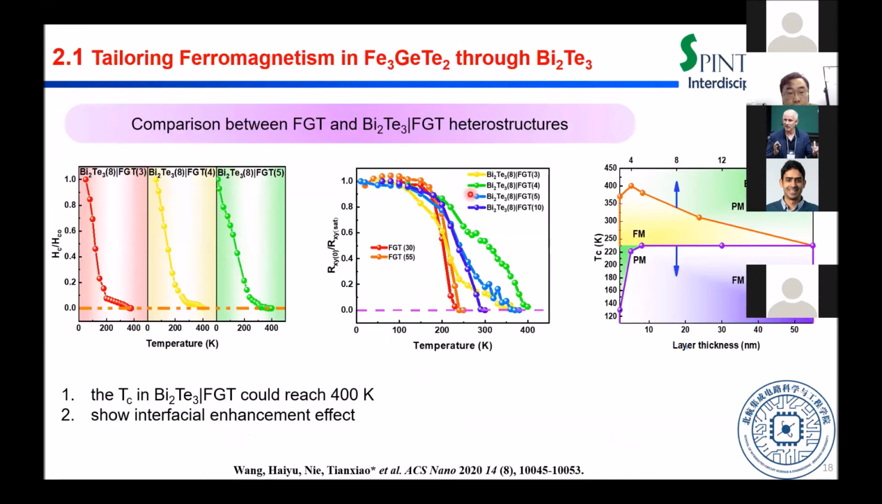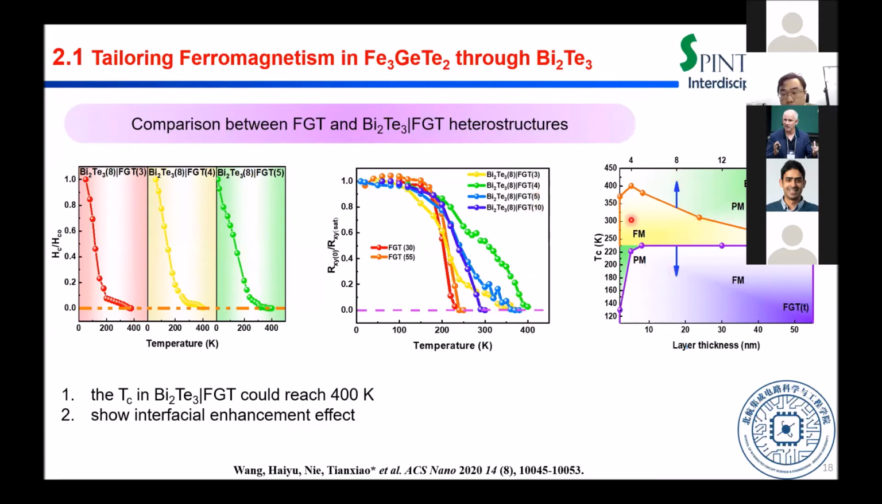All of this heterostructure data definitely proves that because of the bismuth telluride, the iron germanium telluride Curie temperature has been enhanced. We make a small comparison between iron germanium telluride and the heterostructure. For the iron germanium telluride, the Curie temperature is always around 220 Kelvin. But for the heterostructure, it's over 300 Kelvin. The TC depends a little bit on the thickness.